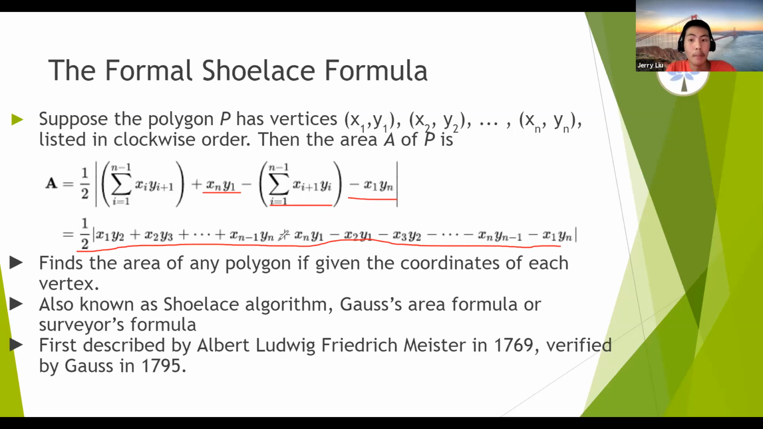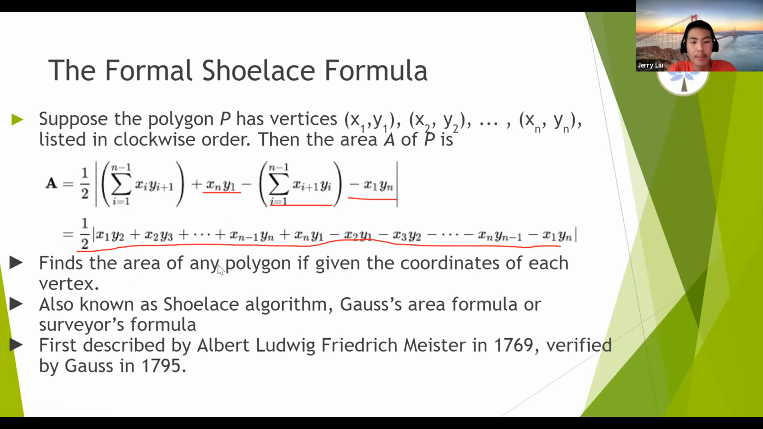A cool trick about this formula is that it finds the area of any polygon if you are given the coordinates of each vertex. That can be very useful in contest problems when the only thing that you basically have are coordinates and side lengths. This can give you the area, which is also useful for finding other side lengths and angles.